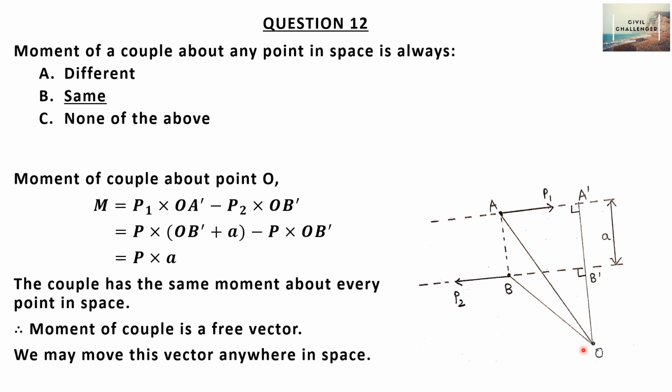Then consider a point O. Then OB and OA are the lines connecting point O and the point of application of these two forces. Then OB dash and OA dash are the perpendicular distances from point O to the lines of action of these two forces. Then take the moment of these forces about O, then we will get the moment of couple.